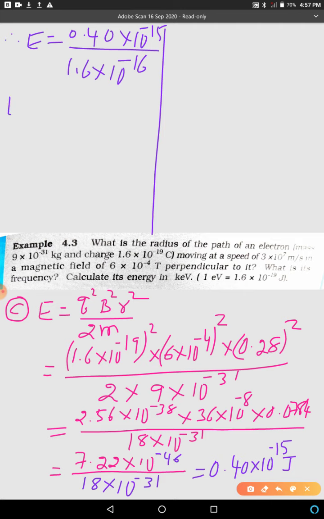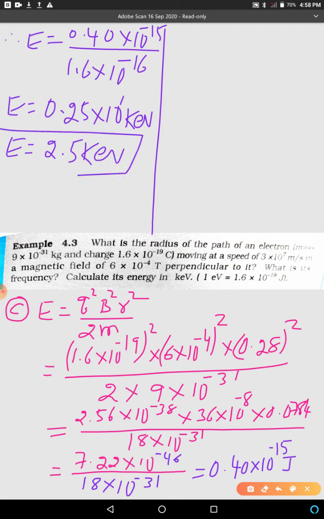That is equal to 0.25 into 10 power of, going up it becomes plus 16, minus 15 gives 10 power of 1. What is this? Kilo electron volt. E will be equal to 2.5. Multiplying by 10, 0.25 becomes 2.5 kilo electron volt. So this is the energy of the electron.